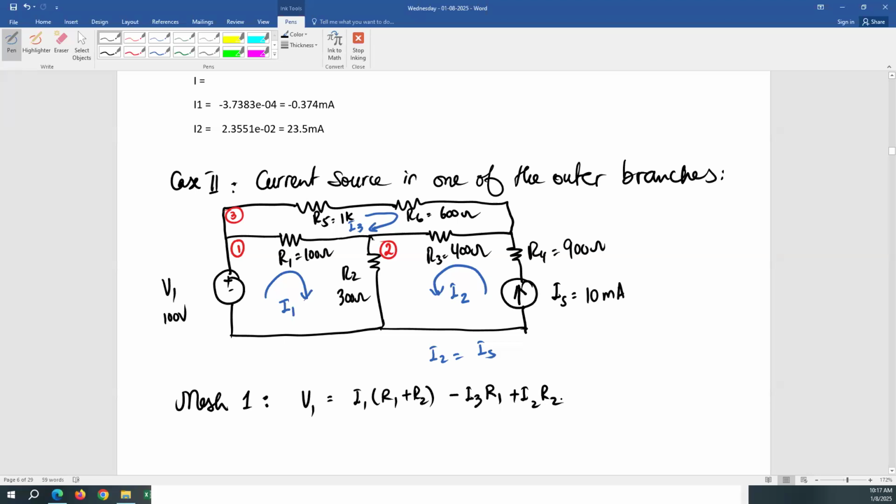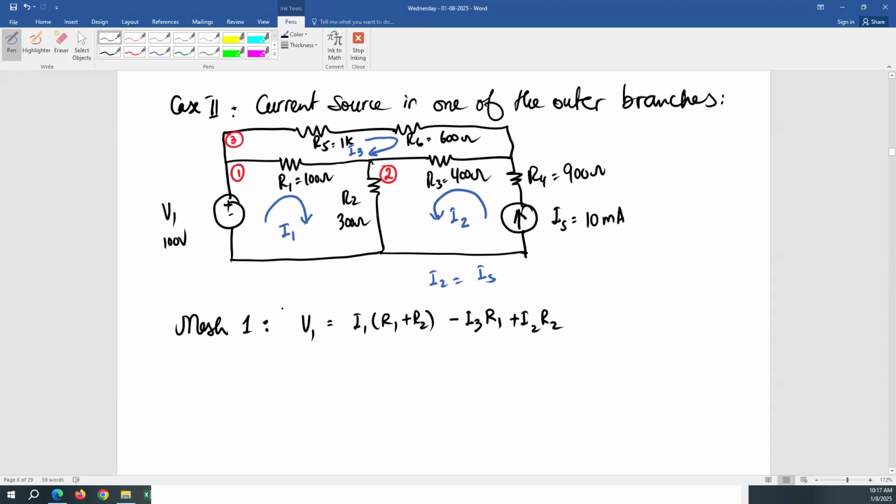So this is 10 milliamperes times R2, which is 300 ohms. So this is a known factor. That means it's going to be a constant. It's going to move to the other side. Unknowns are going to be on one side, and knowns are going to be on the other side. So I have 2 unknowns only, I1 times R1 plus R2 minus I3 R1, and my known values are V1 minus I2 times R2. And that will be my equation number 1.